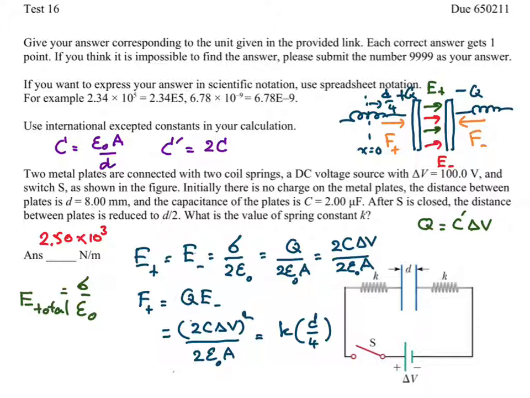And we know from symmetry that the magnitude of F minus will equal the magnitude of F plus, but point in the opposite direction. And the restoring force on these two springs are equal also. And since the spring stretches by the distance d over 4, the magnitude of the restoring force must be K times d over 4, which is equal to the magnitude of the electric force.